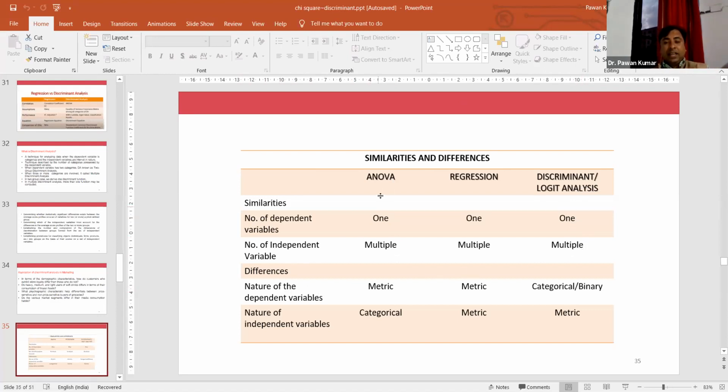The difference is that in ANOVA, your dependent variable is metric, but in discriminant analysis, your dependent variable is categorical, non-metric. Whereas for the independent variable, in ANOVA it was categorical as we discussed yesterday, but in discriminant analysis your independent variable is metric, that is the ratio type of data or the interval type of data.